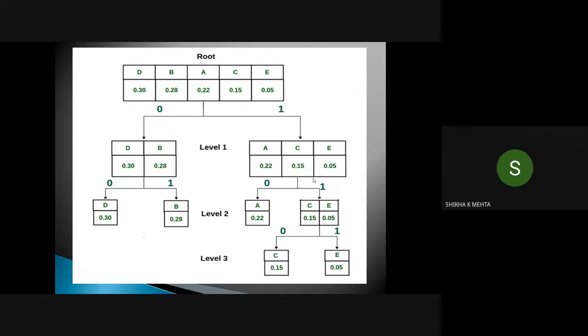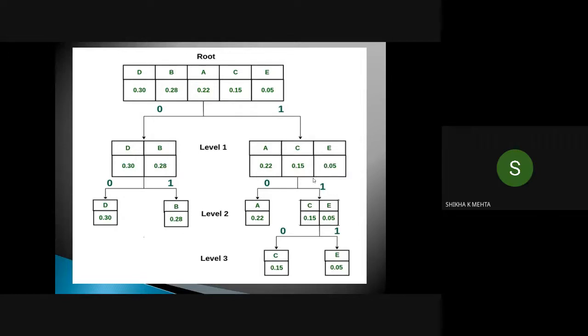Therefore, to find the code, you can also start from the bottom. What is the code for C? It is 1, 1, and 0. And the code for E is 1, 1, and 1. So we are moving from left to right and right to left, traversing each part of the tree. Every branch of the tree represents the code for a leaf node, because the leaf node holds a particular character from the text.